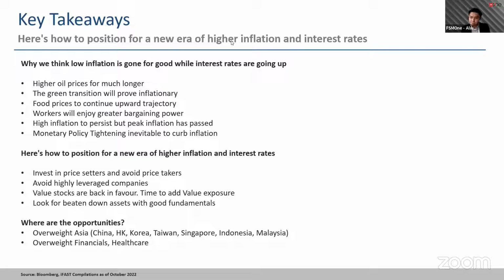But still, we think that with more certainties being priced in already, we'll see China and Hong Kong stocks rebound very soon. The best case is that after they lift their COVID-zero policy, that's when everything starts getting better.